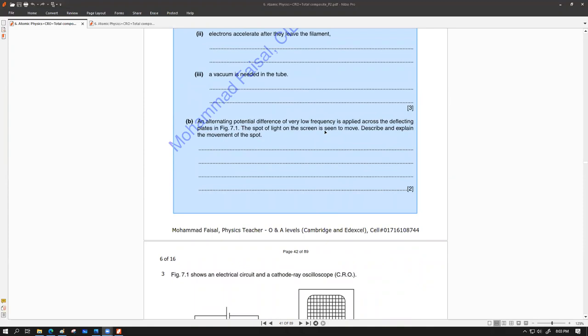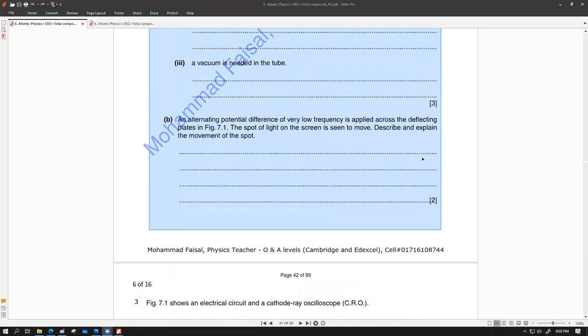Achha, an alternating potential of very low frequency is applied across a deflecting plate of figure 7.1. The spot of light on the screen is seen to move. Describe and explain the movement of the spot. Achha, okay, fine. Let me explain this thing.